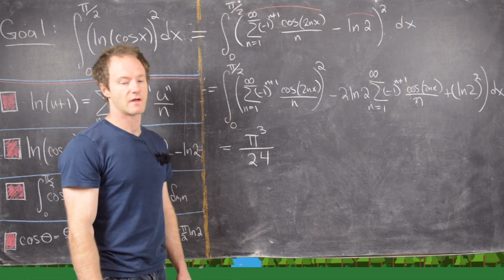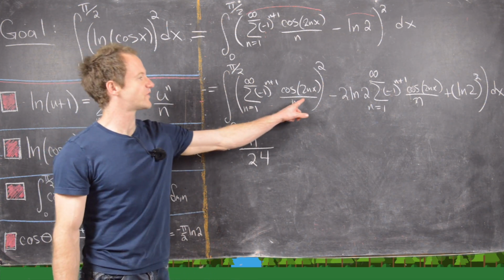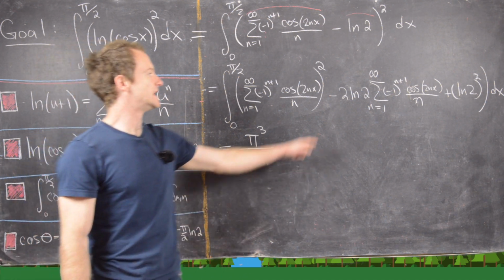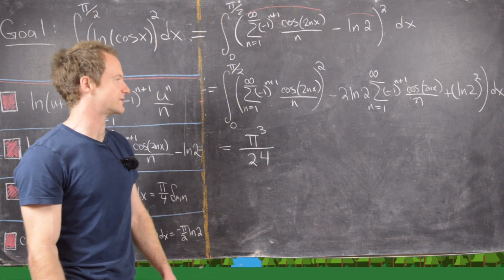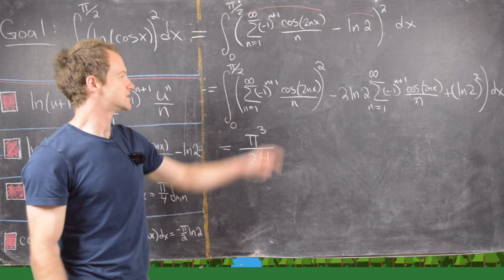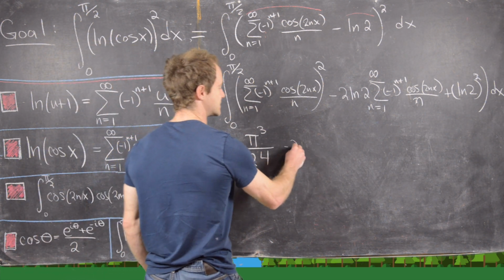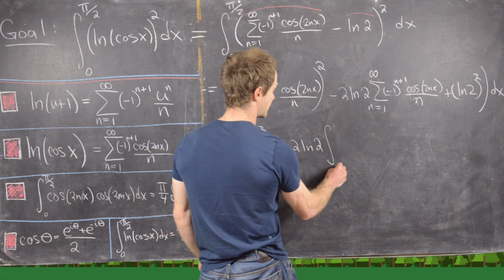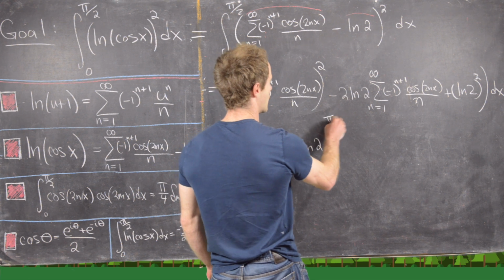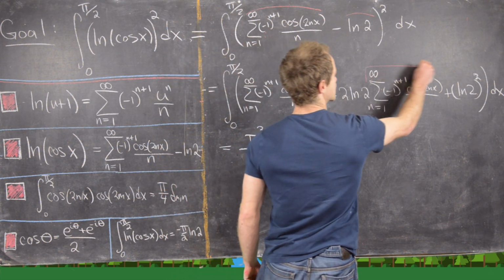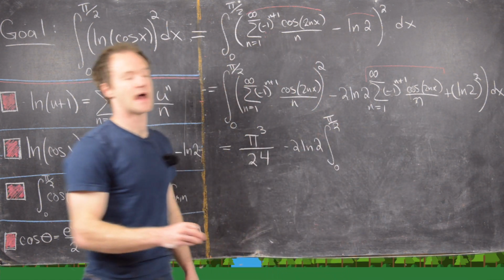Okay, so now on the last board we argued that this first part of the integral becomes pi cubed over 24. Now we want to worry about all the rest of the parts of the integral, and I'm going to do those one at a time. So notice here we get minus 2 natural log of 2, and then we're going to have the integral from 0 to pi over 2 of this thing right here. So this is the one that we're focused on now.